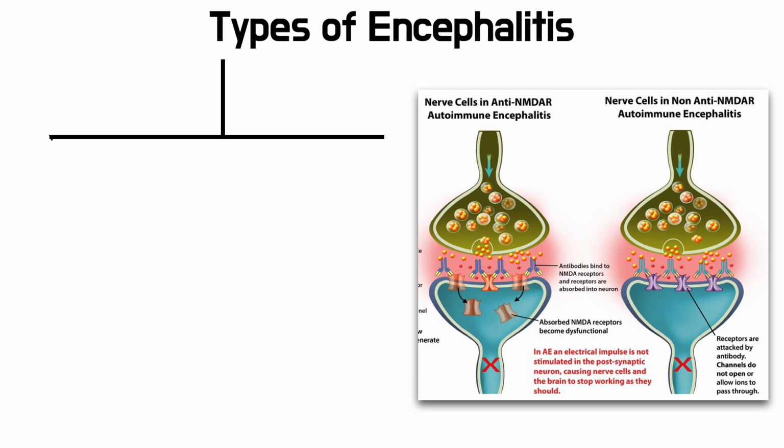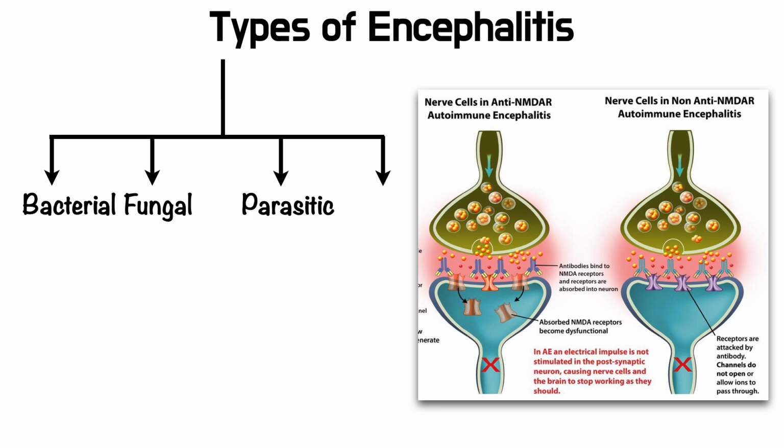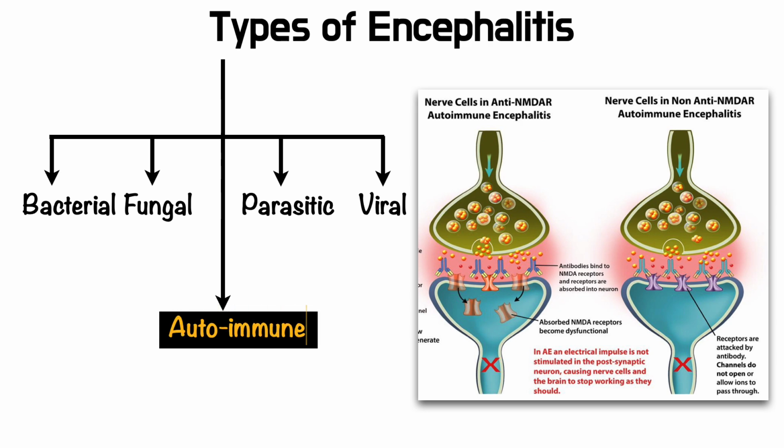So let's talk about the types of encephalitis. It is based on the causative agents. The first one is bacterial encephalitis and fungal encephalitis, then it can be parasitic encephalitis, or viral encephalitis, and the one we are talking about today is autoimmune encephalitis.